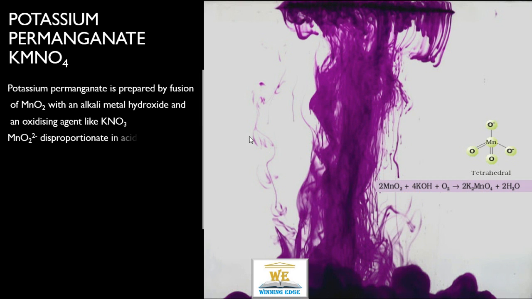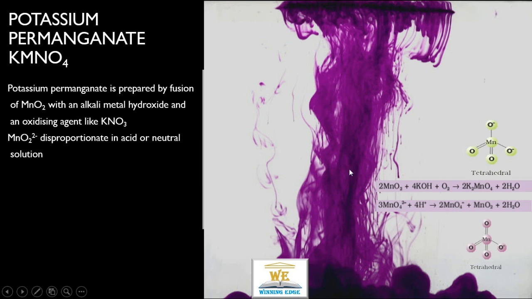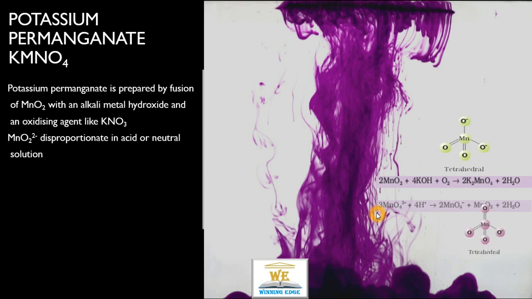Further, this potassium manganate disproportionates in acid or neutral solutions. So we get permanganate, which has only a single negative charge, and we are getting manganese dioxide and water. Now it will be interesting for you to see that this reaction from manganate to permanganate is not spontaneous.